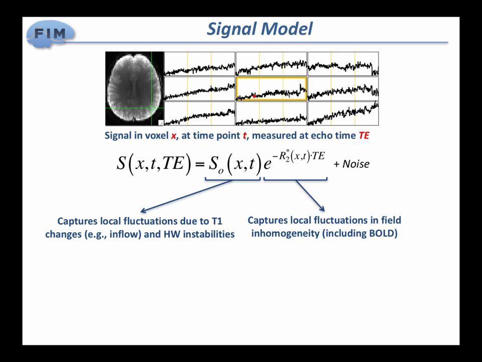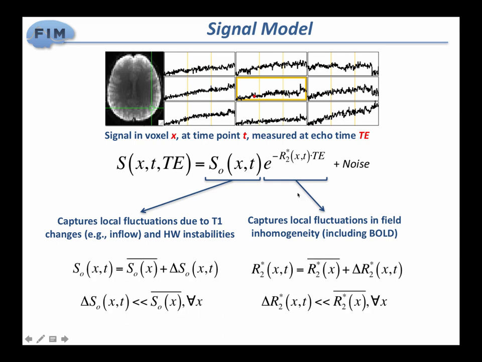Then we have a second component of the signal that we call R2 star that captures local fluctuations in field homogeneity. This includes what we're interested in, the changes in the signal that are related to neuronal activation. It also includes a few other things, but overall, we are definitely more interested in this part than in this one. And then noise, which is thermal noise and everything else that we haven't modeled. But overall, we could assume that at this point, this is mostly thermal noise.